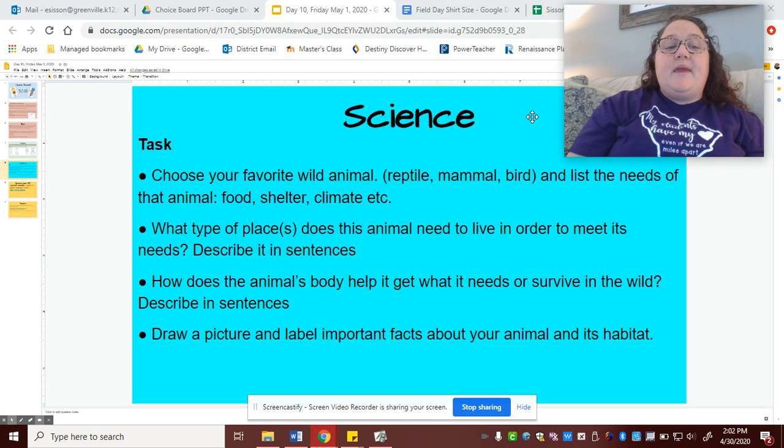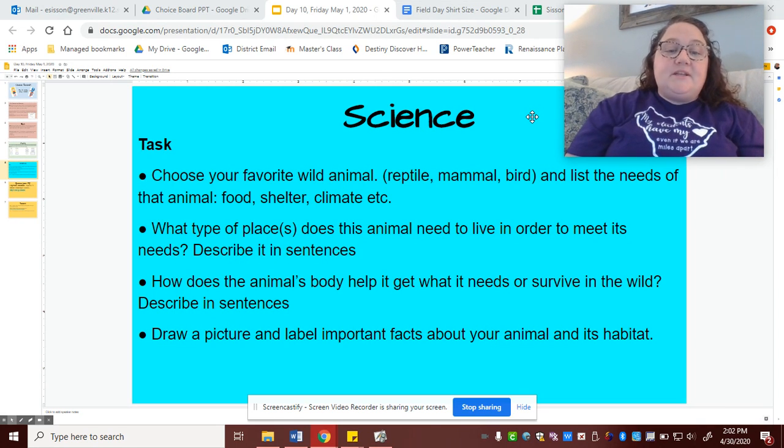Then you're going to tell me how that animal's body helps it get what it needs and survive in the wild. Does it change colors and blend in? Is it big and nobody wants to eat it? Is it fast? Is it covered with spiky things and nobody wants to eat it? How does its body help it survive?